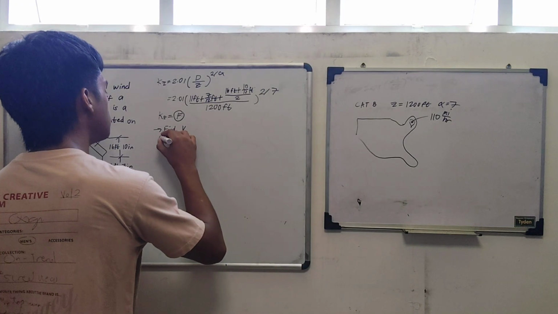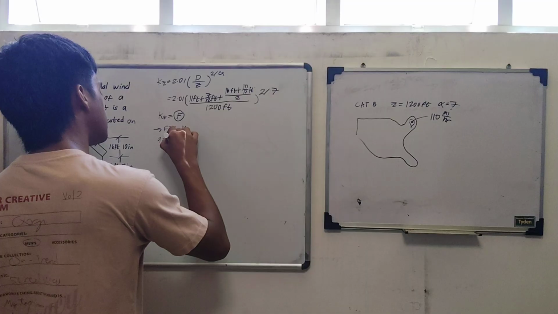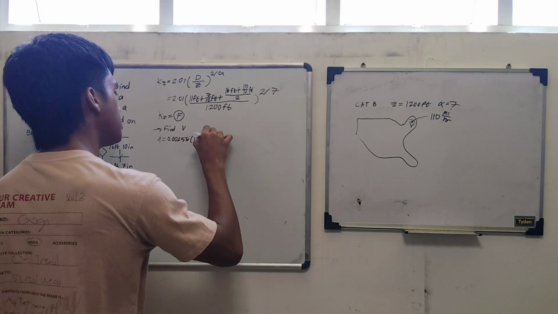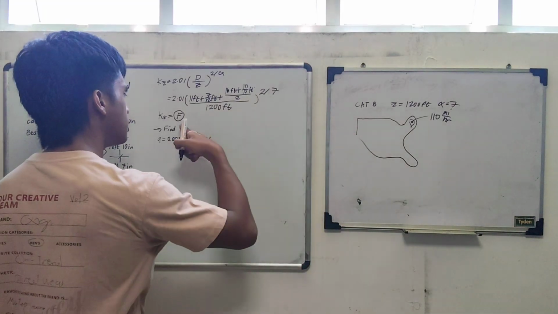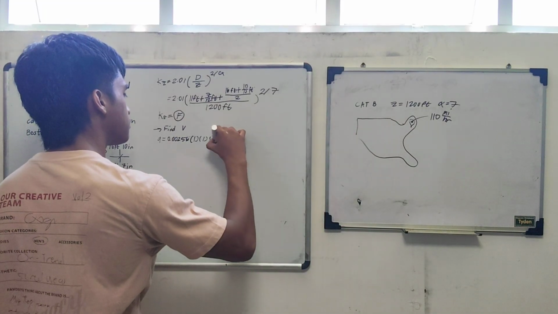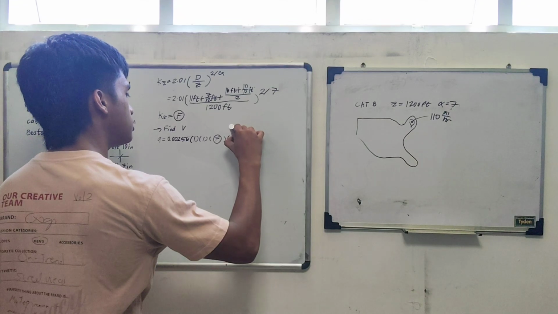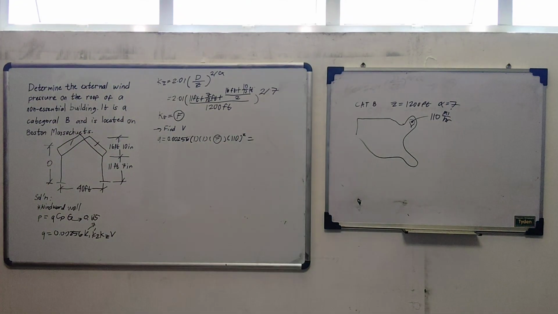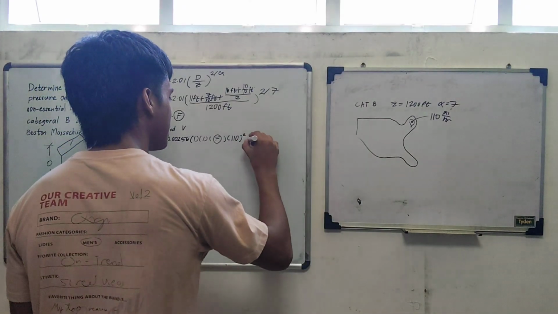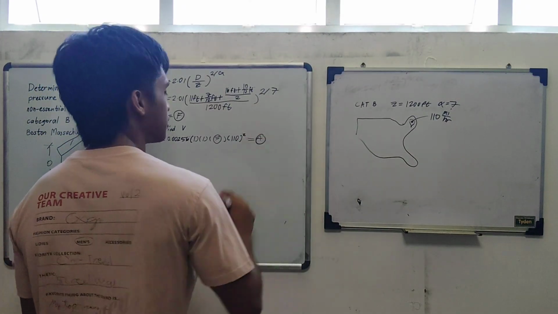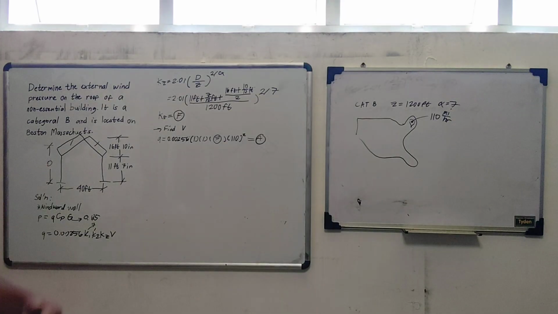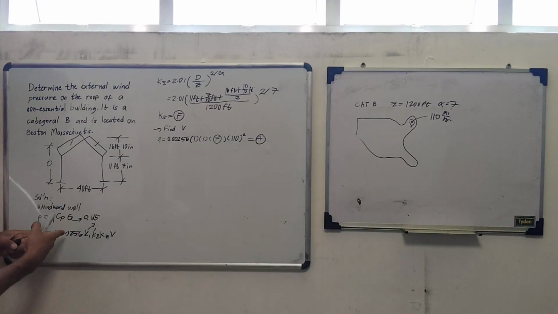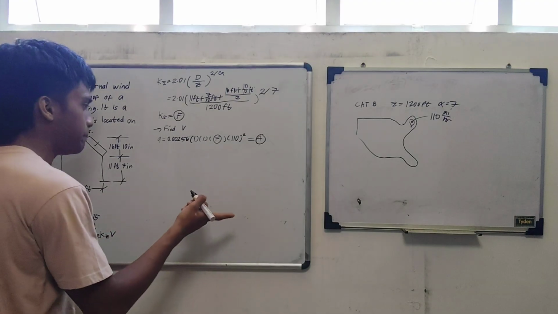So q is simply 0.00256 multiplied by 1, multiplied by 1, multiplied by Kz, and also 110 to the power of 2. I'm going to denote that as another store value, A. Just chill, this is store value A. We need it for our Cp as well. So let's get our respective Cp.